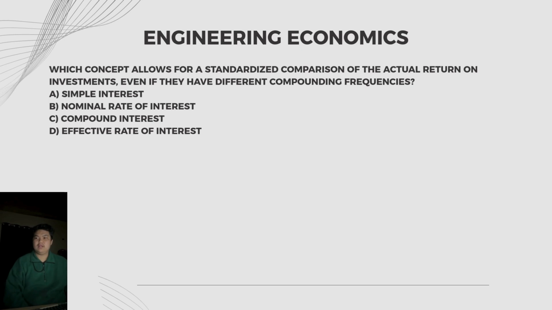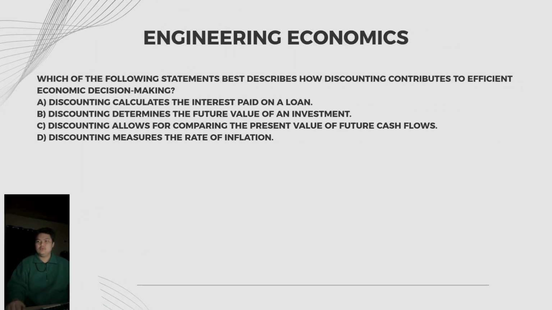Which concept allows for a standardized comparison of the actual return on investments, even if they have different compounding frequencies? A. Simple interest. B. Nominal rate of interest. C. Compound interest. Or D. Effective rate of interest? The answer is D. Effective rate of interest.